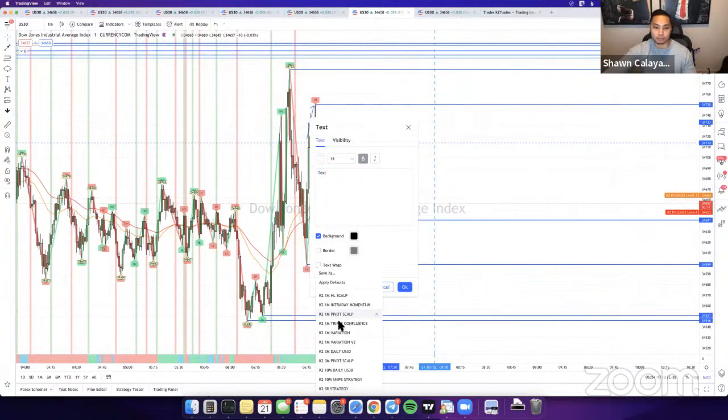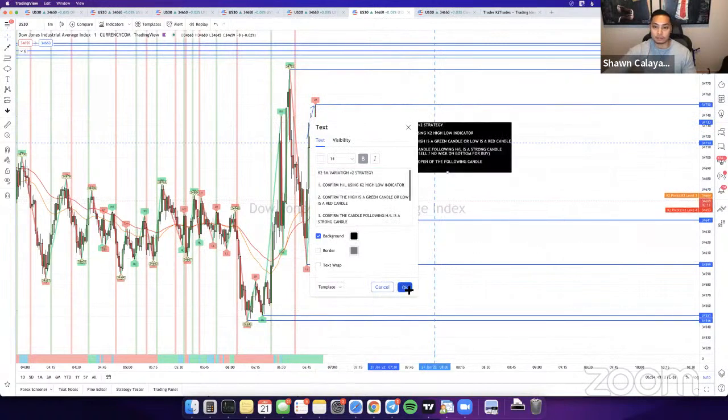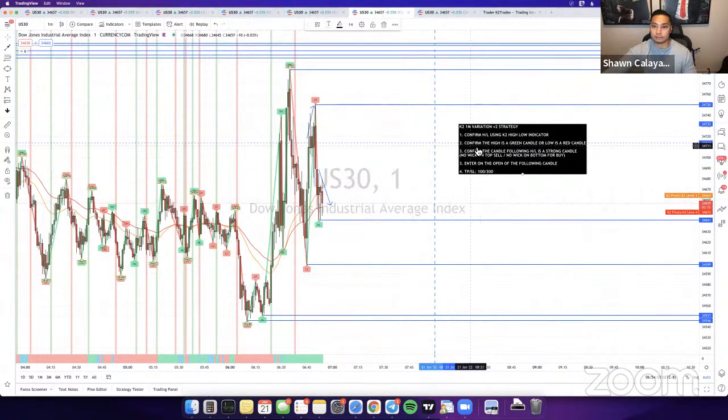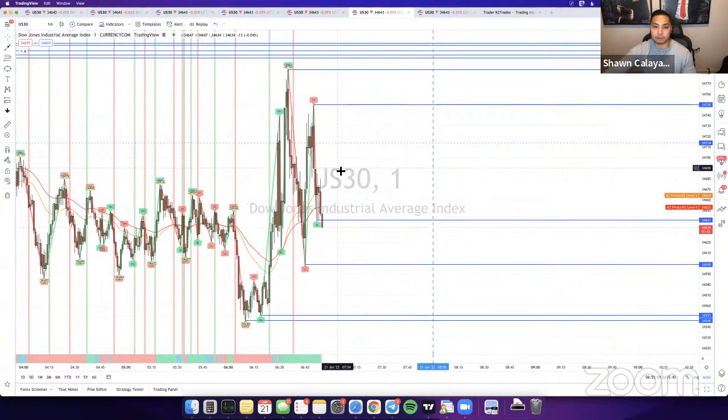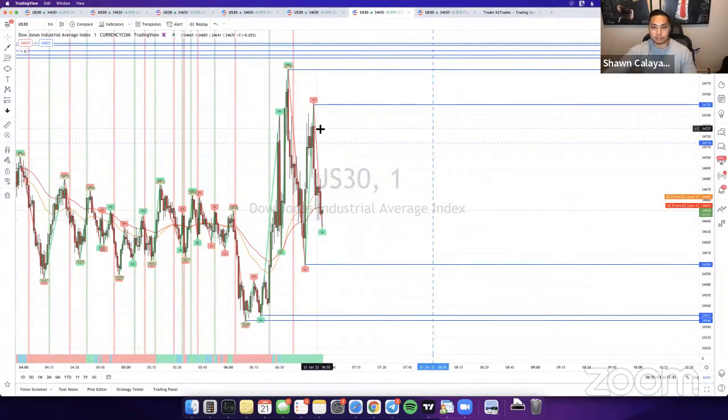So let me put the requirements here for the version 2. Yeah, for right here, confirm the high is a green candle or the low is a red candle. So that technically wouldn't be a version 2. I mean, you did get lucky with that, BLA, so I'm glad that you did make profit off it, but it wouldn't be considered an actual version 2 because it would need to be a green candle there.